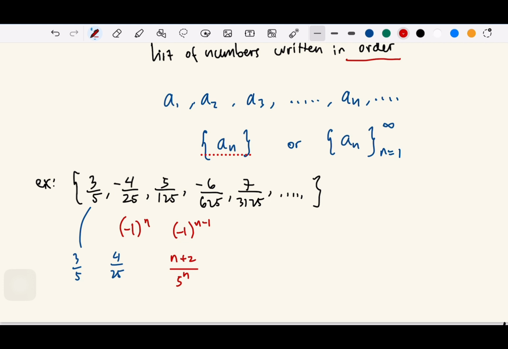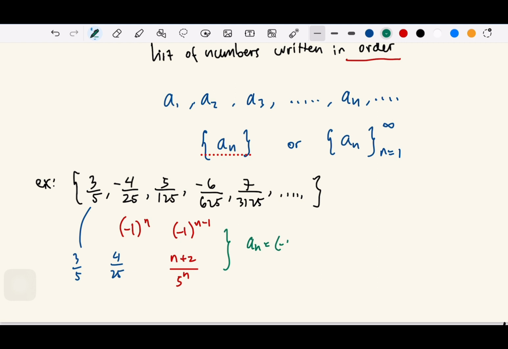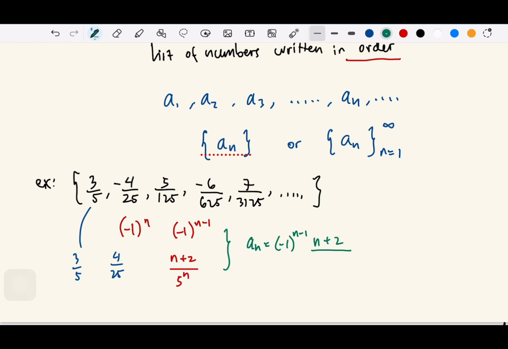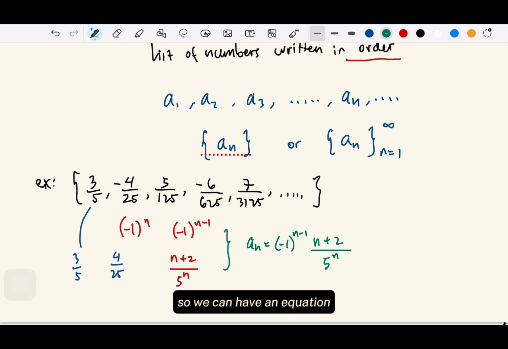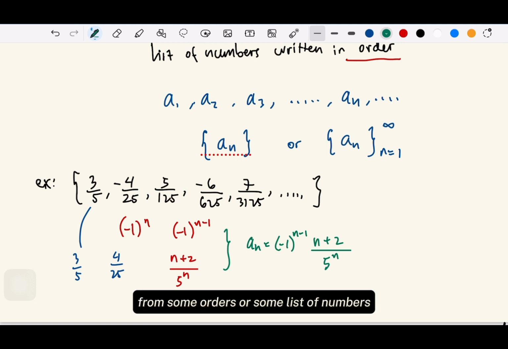And then we could combine these two and write down this formula, and we choose the n minus 1 in the exponent of negative 1, since we are trying to have a positive term at the first term. So we can have an equation from some order or some list of numbers. If that is a sequence, then we could figure out how to have a formula for the sequence.